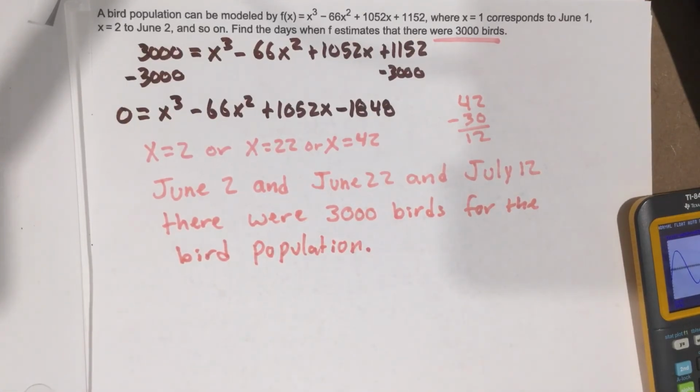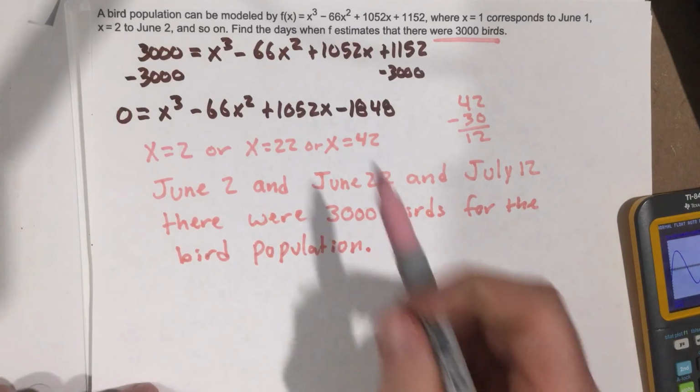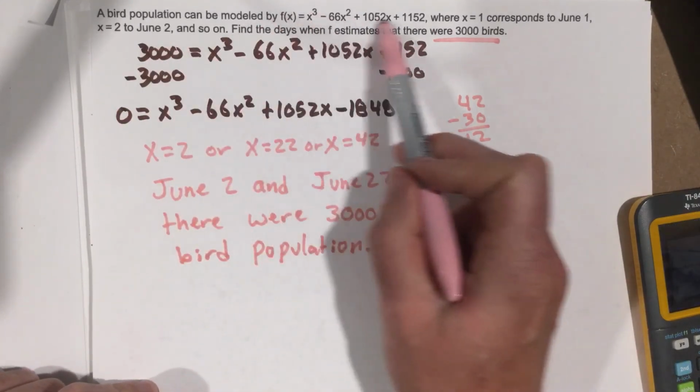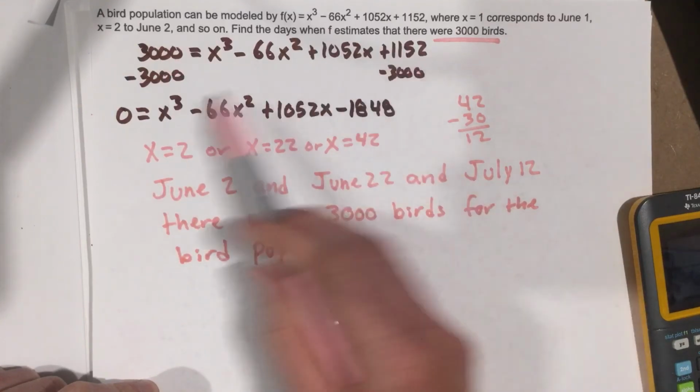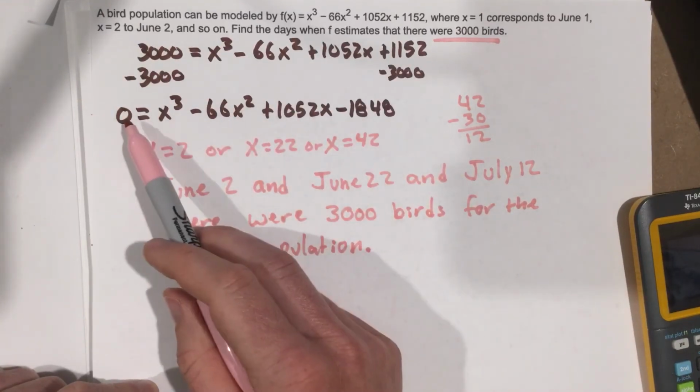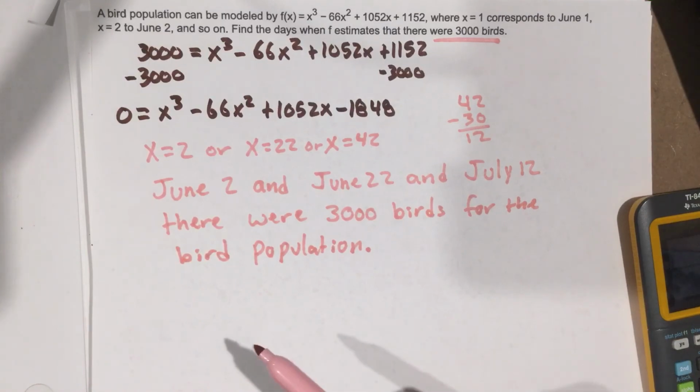So I hope that makes sense how we use the graph to solve this. All we did was set the original polynomial equal to 3,000, subtract it over so that the polynomial equals 0 so we can solve it, and then we just found the zeros and interpreted them.